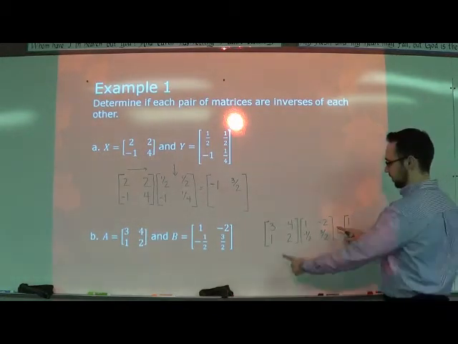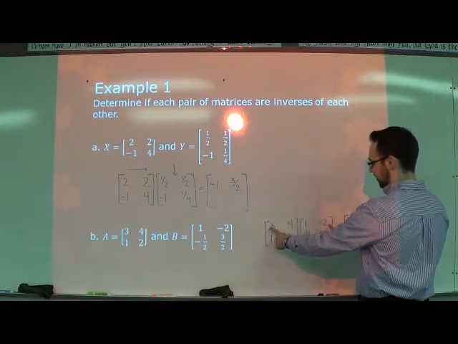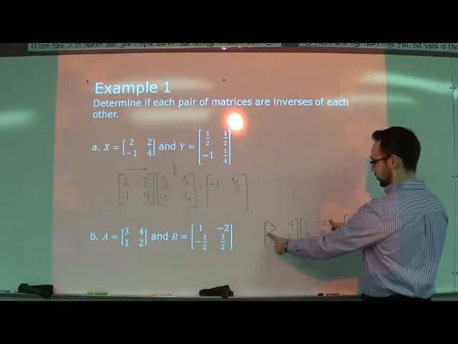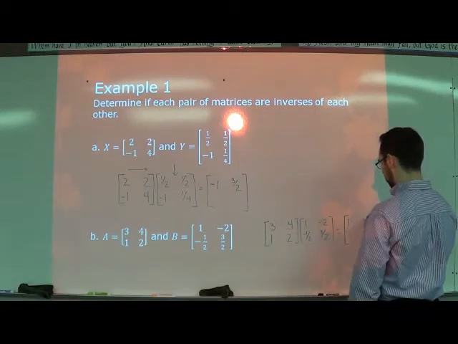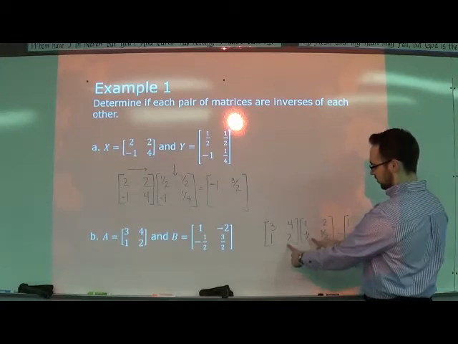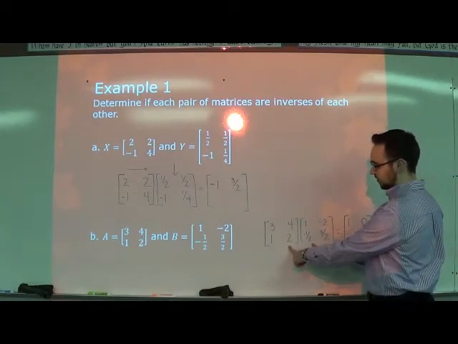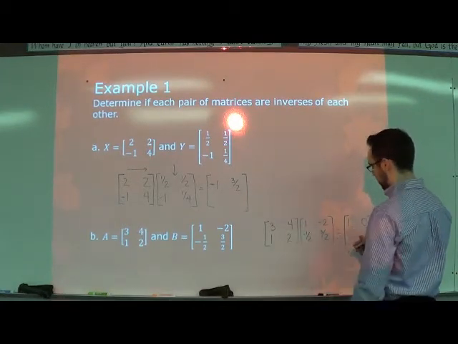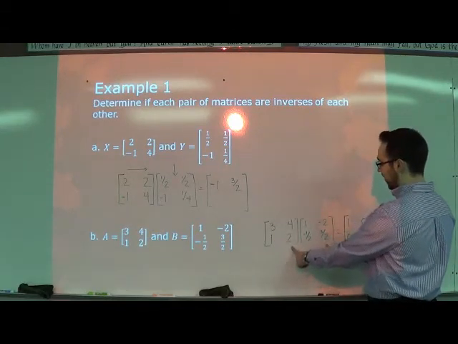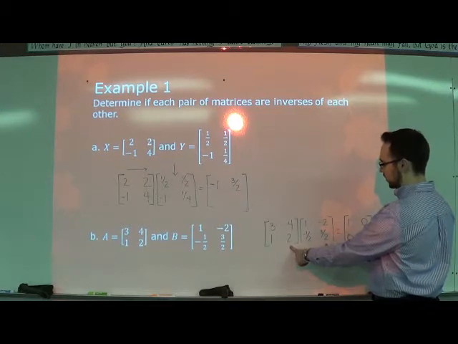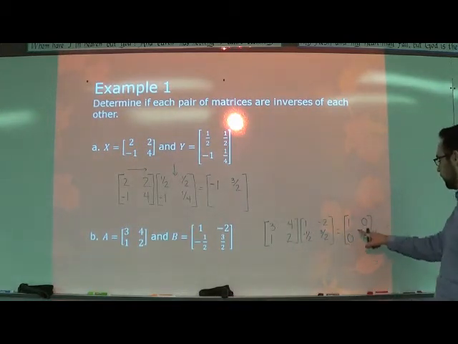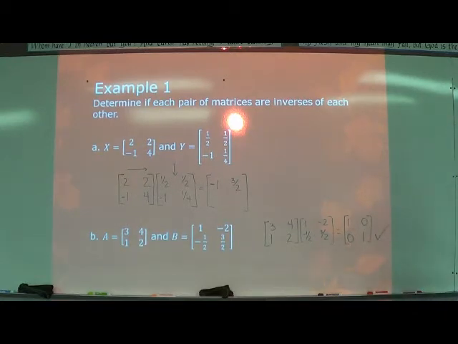So far so good. 3 times -2 is -6. 4 times 3/2 is going to be 6. So -6 and +6 is 0. And we have 1 times 1 is 1. 2 times -1/2 is -1. So 1 and -1 is 0. We have -2 and a +3, because 2 times 3/2 is 3. So -2 and +3 is +1. And this checks out because we do get that identity matrix.